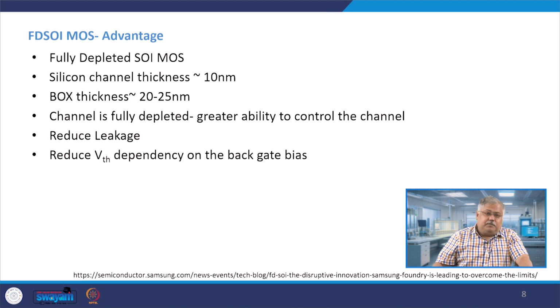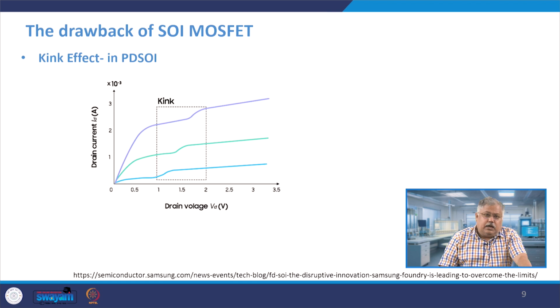Now let us come to the next part. That previous one was PDSOI, and now this is the FDSOI advantage. The silicon thickness is 10 nanometers. The box is relatively small here, the channel is fully depleted, and therefore you have better controllability. In the previous case, with the partially depleted device, your channel was only partially depleted. In this case it is fully depleted, and therefore there is a greater ability to control the channel. Now let me come to the drawbacks of SOI devices.